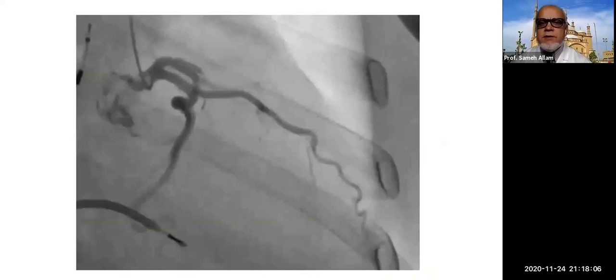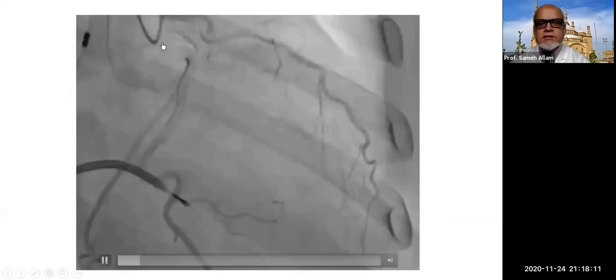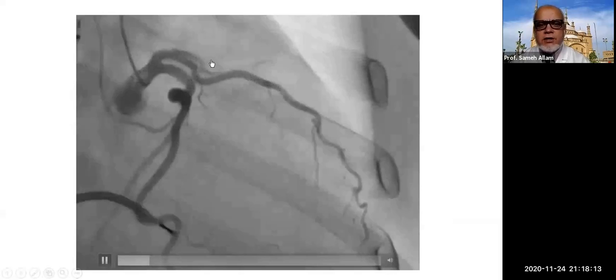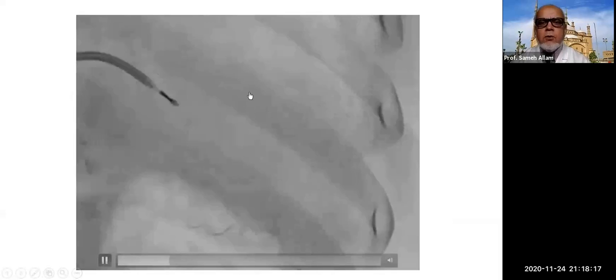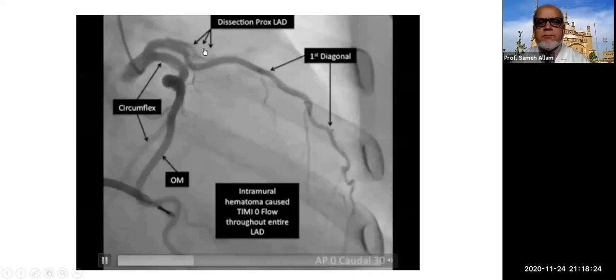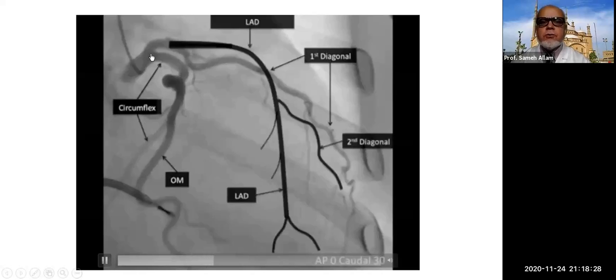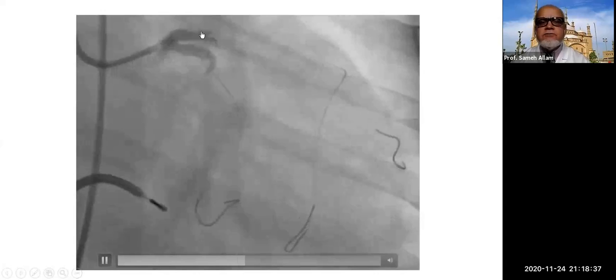This is another example from the literature. Diagnostic catheter in the left system. The LED has gone here because of the dissection of the LED at its ostium, where the diagonal could be seen. So this is a diagonal, and this is a circumflex obtuse marginal, and this is a place where the LED should be. It will show right now a dissection occurred. Okay, this should be the course of the LED, which was totally occluded by a dissection flap.